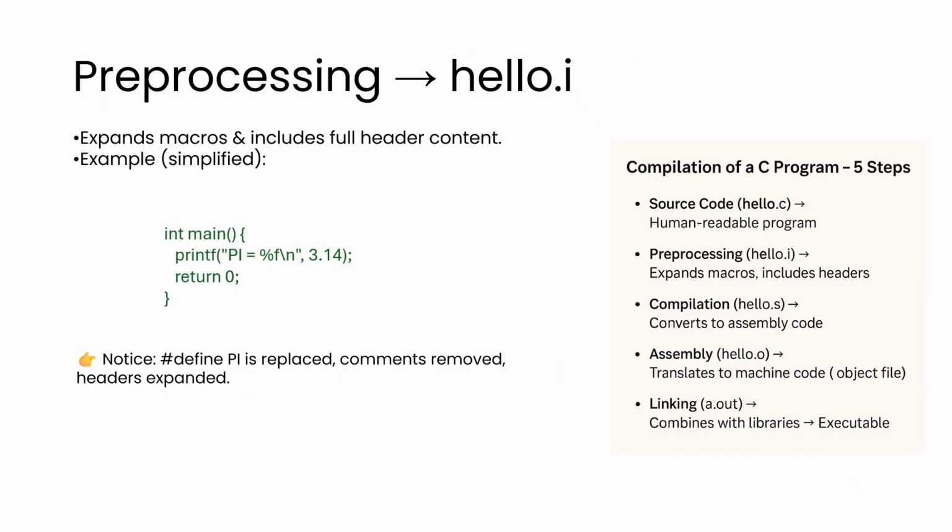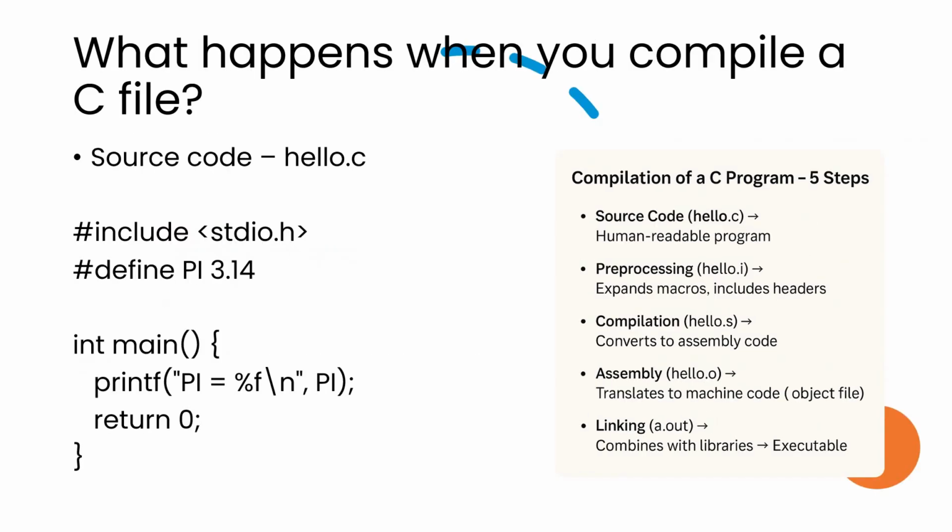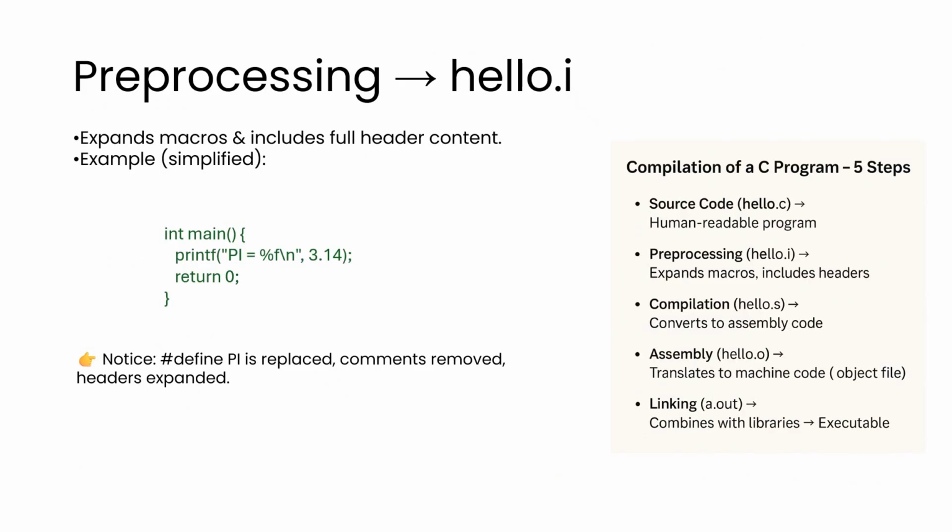The second stage is nothing but the preprocessing. It gets as hello.i. The transformation happens. The preprocessor here expands macros, replaces #define, and inserts header files. Comments are removed, leaving a clean version of the code. Example, PI defined as 3.54 is replaced directly in the code. You can see that here, where the replacement happened.